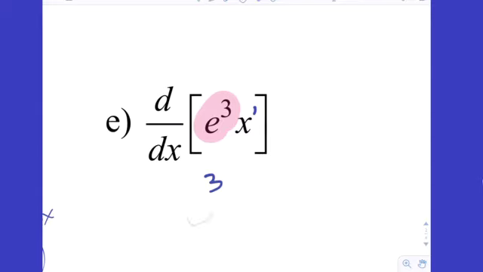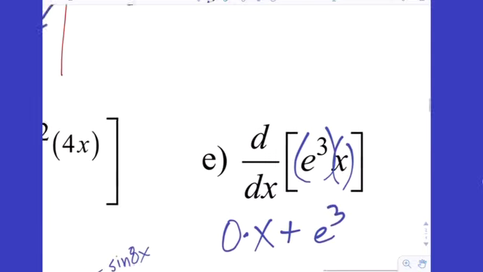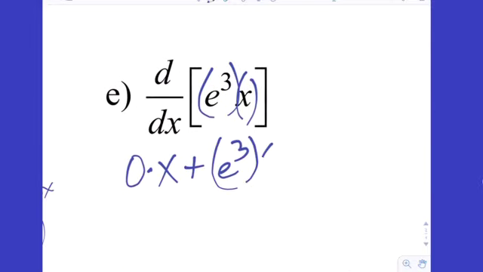Now, if you wanted to, you could have done the product rule, remember? You could have done that. The derivative of E cubed is 0 times x goes along for the ride, plus E cubed goes along for the ride, times the derivative of x is 1, and you still end up with E cubed. So as long as you're doing the right thing every time, if there's multiple ways to do it, you should get the right answer. Sometimes you just take a little bit more of a scenic route to the final answer.